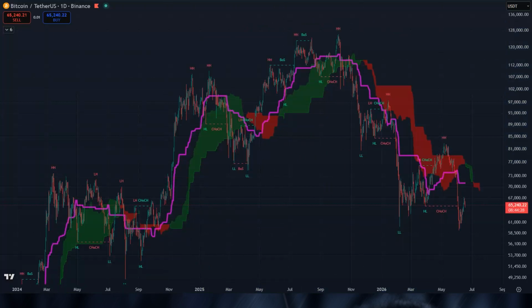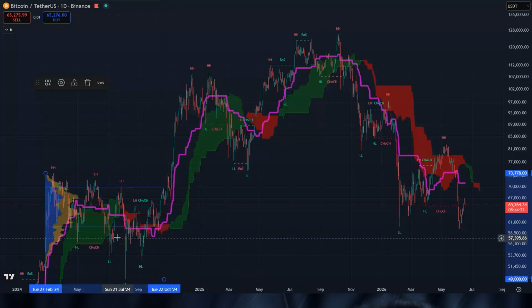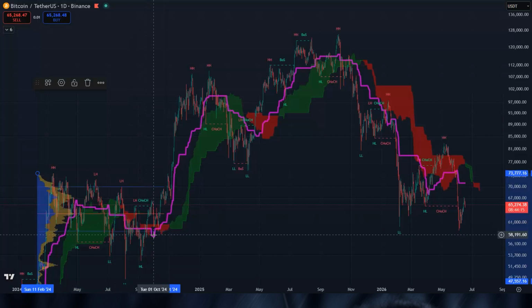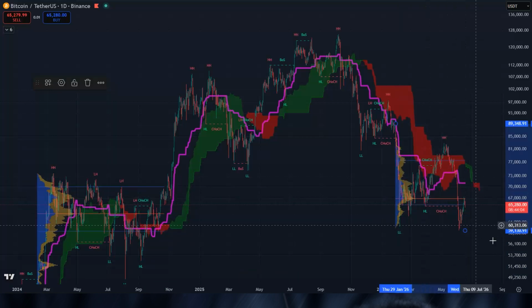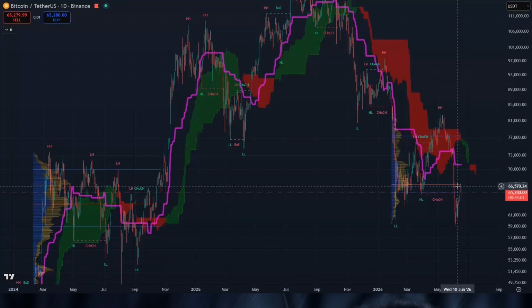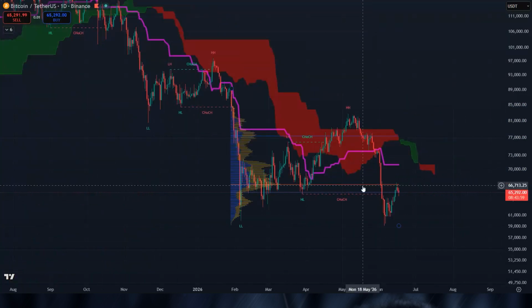Okay, so I'm going to check the fixed range volume profile, and from here to here, you can see the point of control is in this zone. The point of control is around $63,000. Okay, and if you check it in this zone here, in this range, you can see that the point of control is around 65,000, and we exactly had a rejection from this point. So this is actually a very important resistance for us.